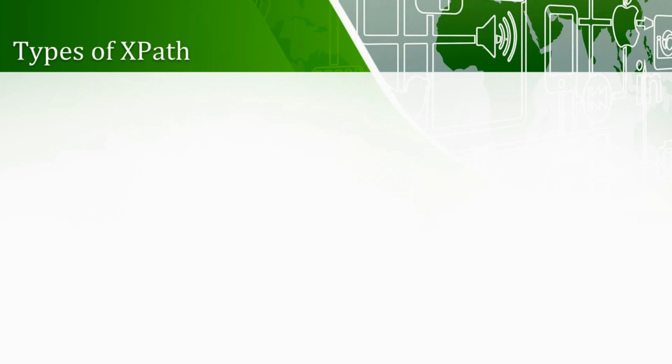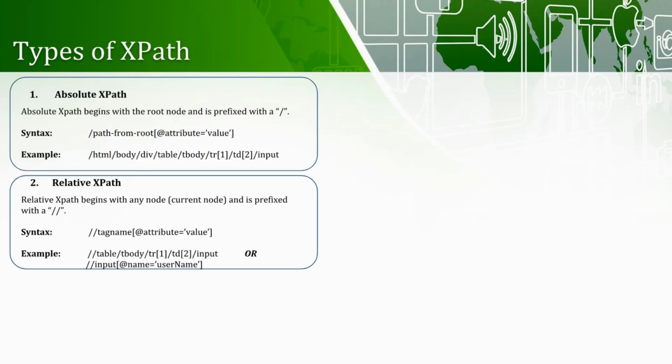Let's go to types of XPath. There are two types of XPath, absolute XPath and relative XPath. Absolute XPath begins with the root node and is prefixed with /. In absolute XPath, we write the path from the topmost node, that is the root node, to the element node that we want to search on the web page. The syntax is /, path from the root node, then the attribute condition.